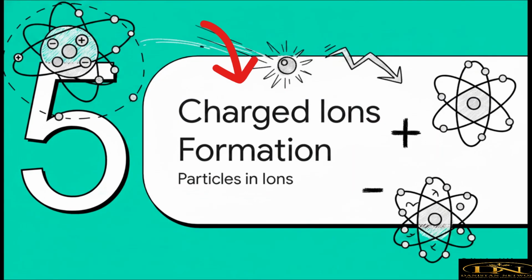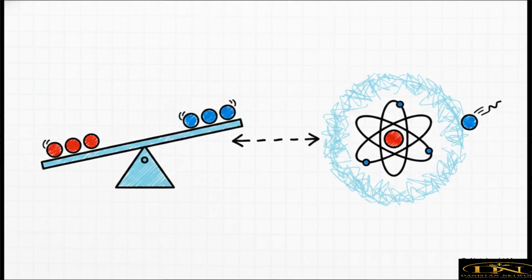All right, Section 5, Formation of Charged Ions. We are looking closely at protons, neutrons, and electrons in atoms and ions. So far, we've mostly discussed neutral atoms. But what happens when that delicate balance gets disrupted? In a standard neutral atom, your positively charged protons perfectly equal your negatively charged electrons. That means the overall charge is just 0.